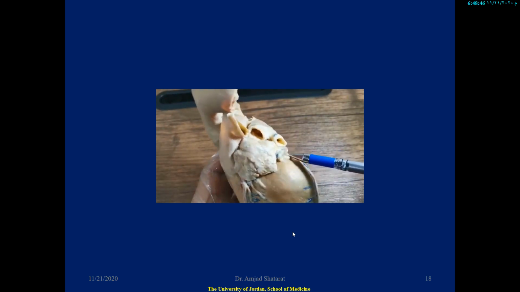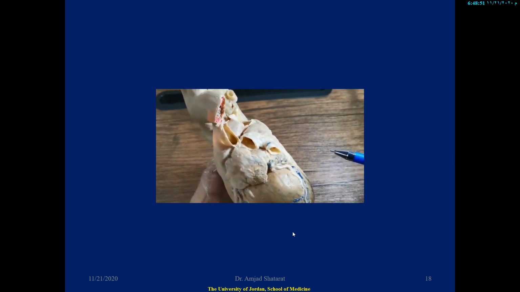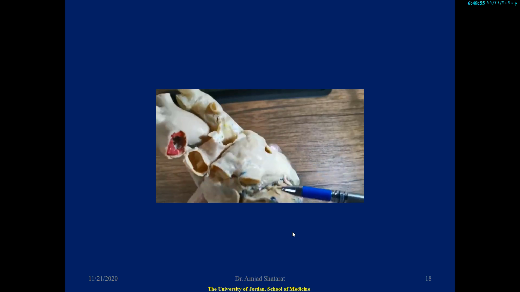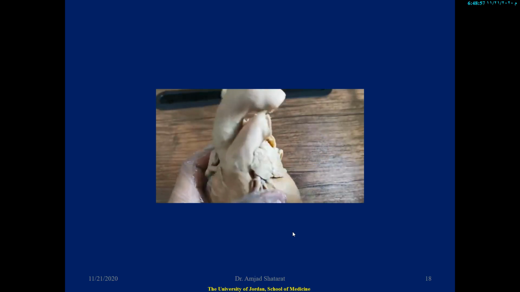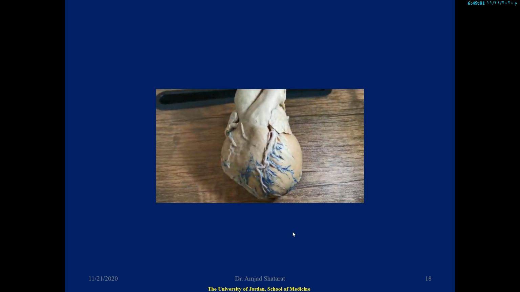This is the coronary sulcus. Here we have the circumflex branch of the left coronary artery. So the coronary sulcus is occupied by the main coronary arteries. On the right one by the right coronary artery.